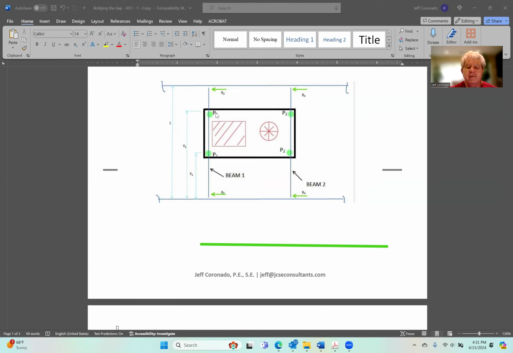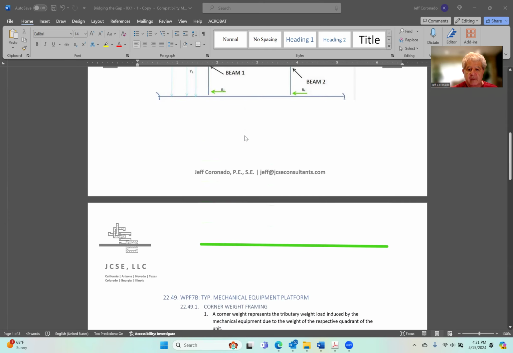This would be 350, this would be 150, this would be 150, and this would be 350. So the total weight of the unit is 1,000 pounds. But again, they're not equally distributed. There will be two corners that have the same weight, but it will be higher than the other two corner weights. The other two corner weights will also likely be equal, but their sum will be less than the two heavy corner weights.